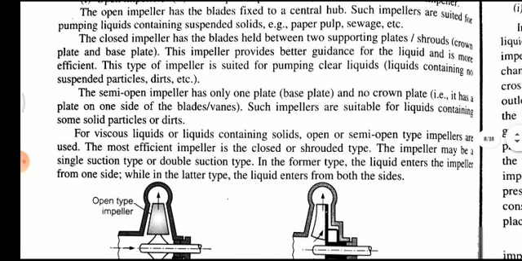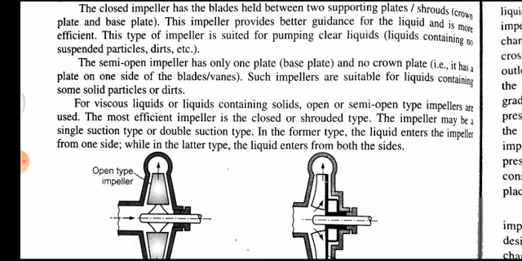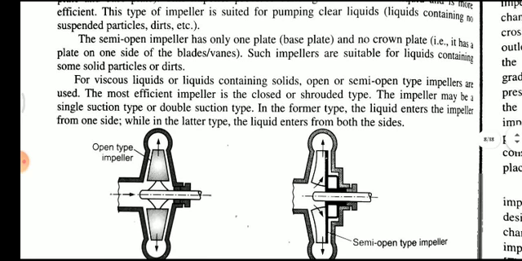The semi-open impeller has only one plate. This is the base plate and there is no crown plate. In other words, it has a plate on one side of the blades or vanes. Such impellers are suitable for liquid containing some solid particles or dirt. The semi-open impeller has one plate, the blade base plate, and no crown plate. It has the plate on one side of the blades.